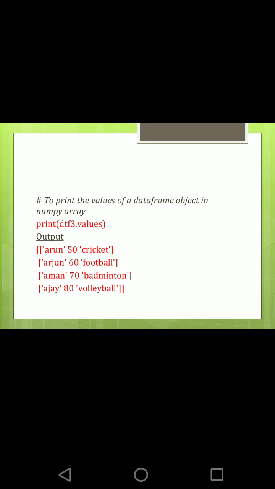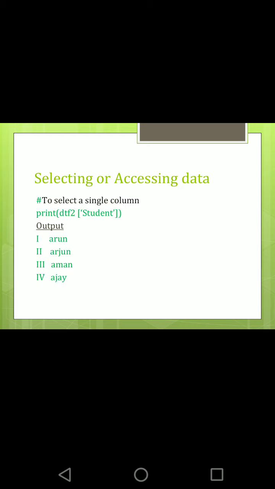Now, how to print the values of a data frame object as a NumPy array. You know that a data frame is having some values. When you use the DTF3.values function, what is printed is actually a NumPy array. It's not the data frame, it is a NumPy array. Only the values inside the data frame are printed. The data type of this output is actually the NumPy array.